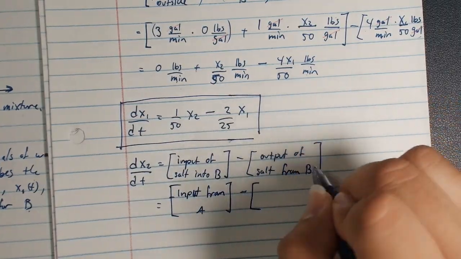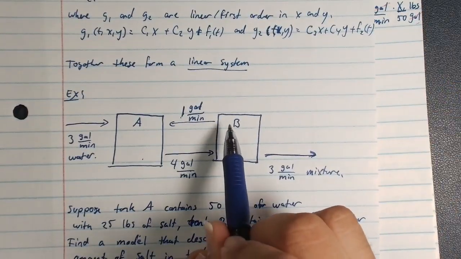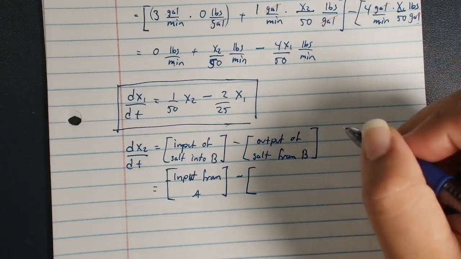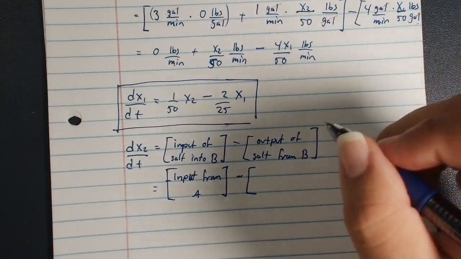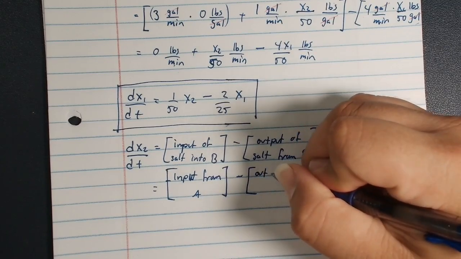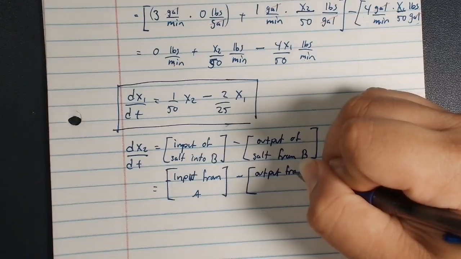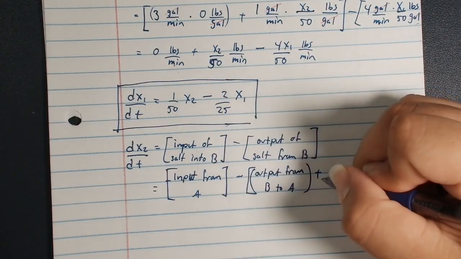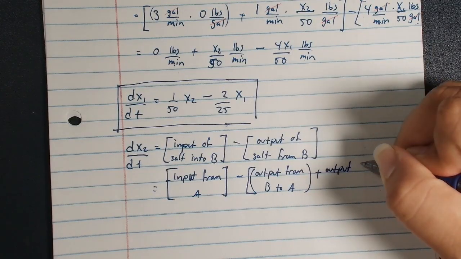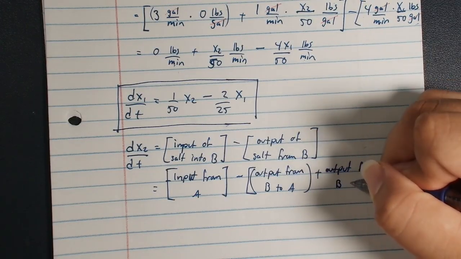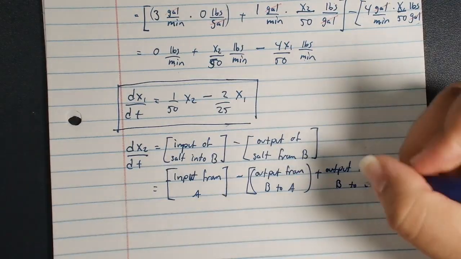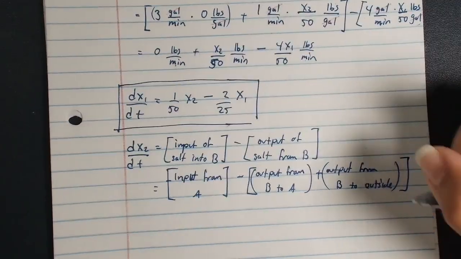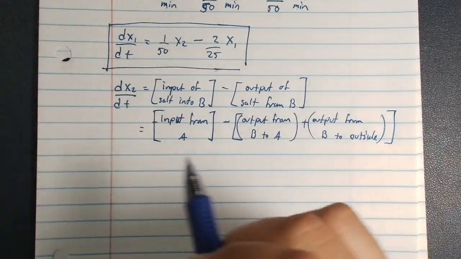So we're going to write this as the input from A minus, now our output, there are 2 sources of that. There's going back to A and then going out of the system. So that's going to be output from B to A, and then there's another source of output, and that is output from B to the outside. It's leaving our system. Like that. Okay, now we can put numbers to this.